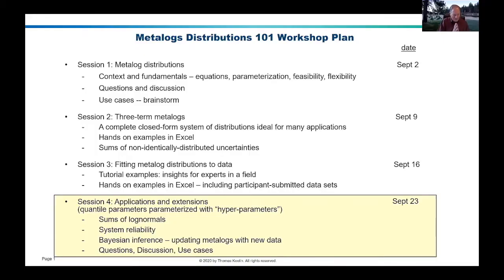What I'd like to do now is turn to the primary focus of Section 4, which is parameterizing the quantile parameters with other parameters, and that can be useful in a lot of different ways that you might not have thought of, and initially we didn't think of these things either.